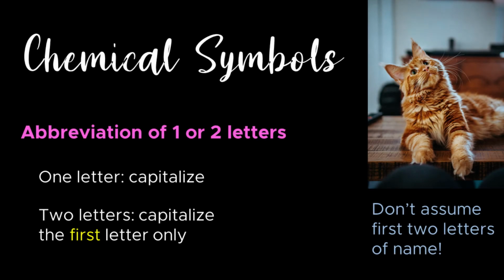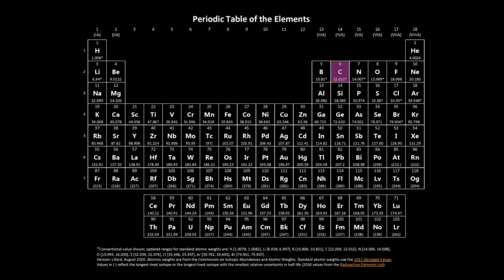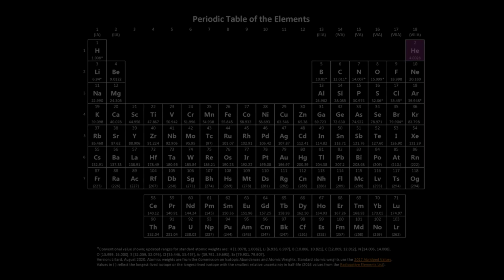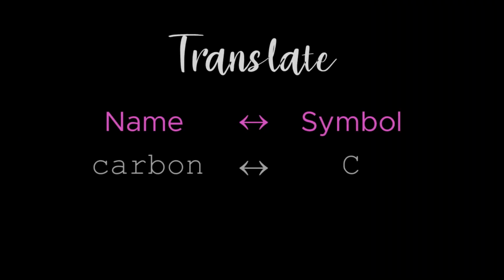Each element also has a unique chemical symbol corresponding to its name. The symbol is an abbreviation shown on the periodic table having 1 or 2 letters. If the symbol has 1 letter, capitalize it, like we see here for carbon. If the symbol has 2 letters, then capitalize only the first letter, like with helium. Also, don't assume that the symbols are always the first 2 letters of the name, because most of the time they are not.